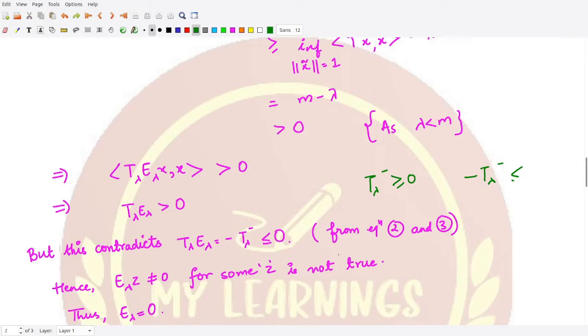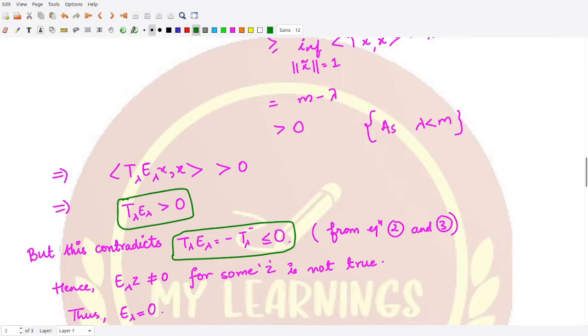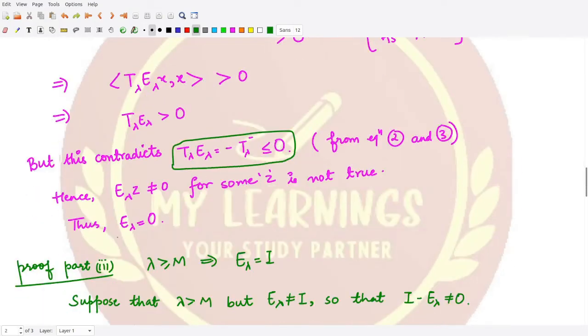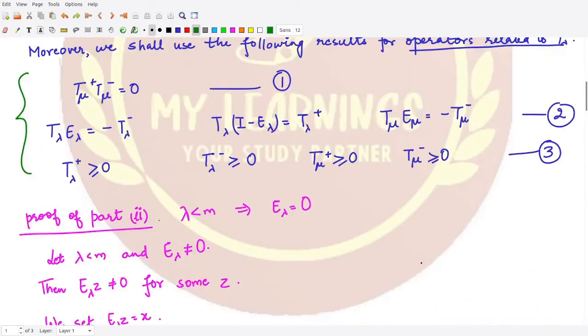So in this case, we have a contradiction, because by the results that we already know, T lambda E lambda is less than or equal to the 0 operator, but we have arrived at the opposite. So this is a contradiction to our assumption that for a certain z, E lambda z is not equal to 0. So this thing is incorrect. If this is incorrect, that means E lambda has to be 0 for every z, right? So this is what we wanted to show here in part 2.